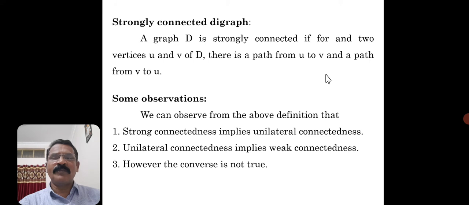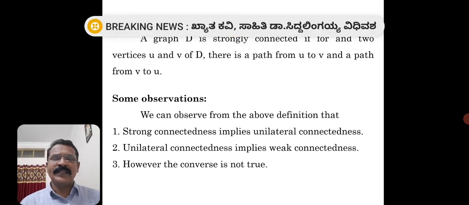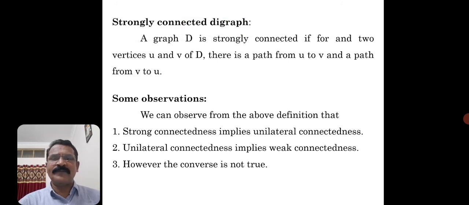If you observe these three concepts properly, what do you get? Strong connectedness implies unilateral connectedness. Definitely, because in a strongly connected digraph there are paths from U to V as well as from V to U, isn't it? So there are compulsorily two ways.